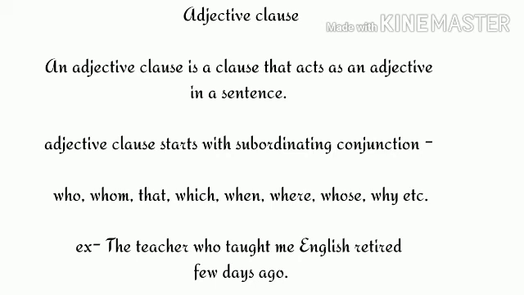Look at the example. The teacher who taught me English retired a few days ago. So here, who taught me English is the subordinate clause starting with subordinate conjunction who. You can see that who taught me English is describing more about the teacher. It is modifying the noun teacher. And so we can say that who taught me English is an adjective clause.